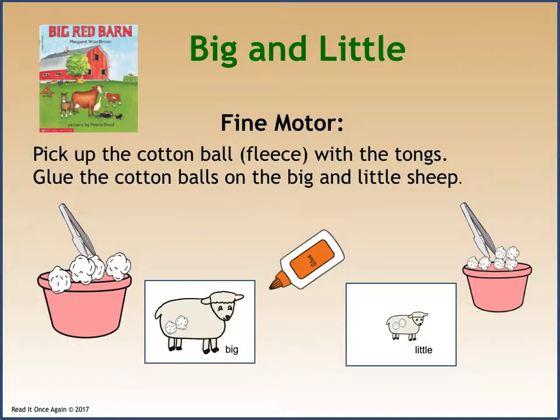A fun, fine motor activity uses large and small cotton balls, a pair of tongs, glue, and a picture of a big sheep and a little sheep. The child is instructed to use the tongs to pick up the big cotton balls and glue them onto the big sheep, and then to use the tongs to pick up the small cotton balls and glue them to the little sheep.